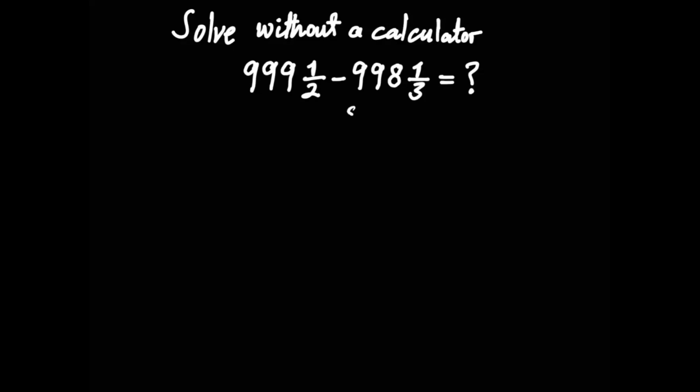In this video, I am going to teach you how to solve this type of intimidating questions without using a calculator. The first thing we do is to split the terms. Let's start with the first term. We can split the first term into 999 plus half. That is the same as 999, it's a whole number, then 1 over 2 attached to it.